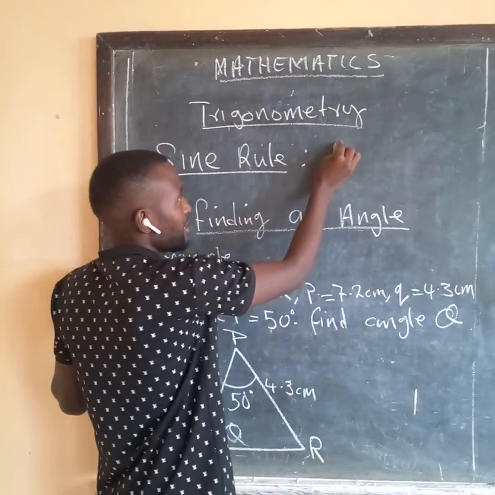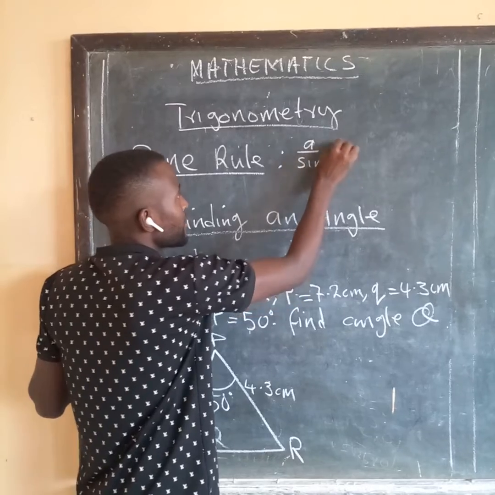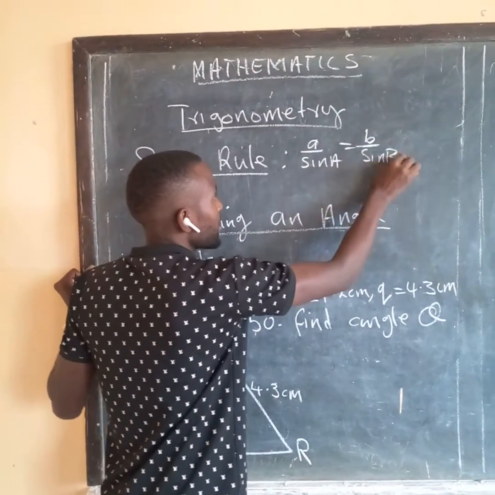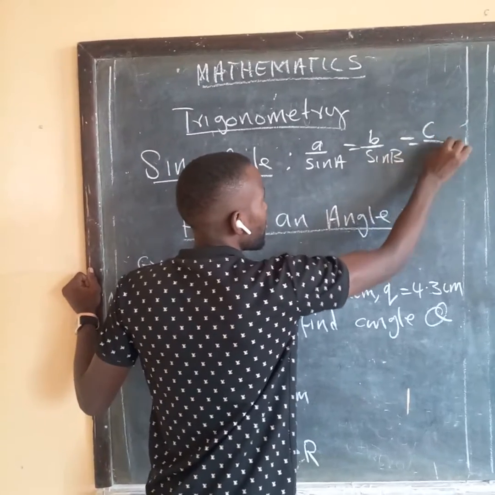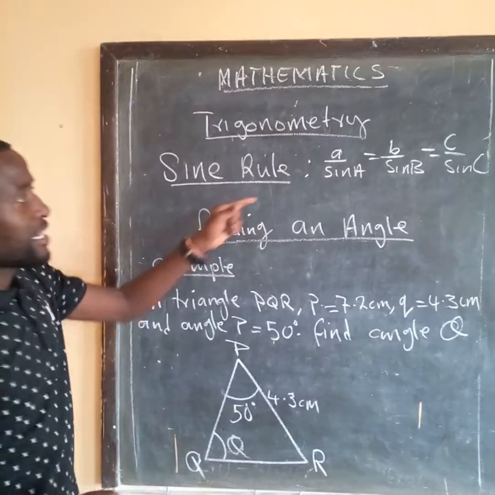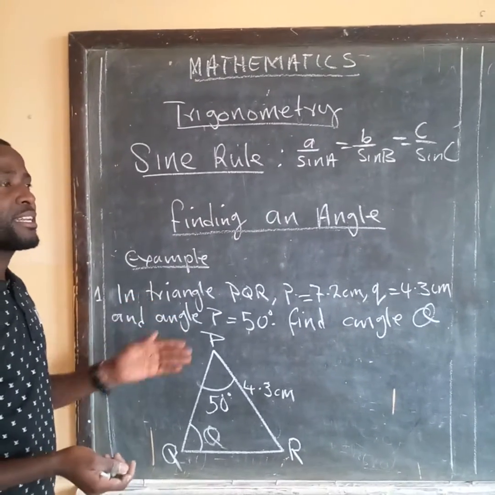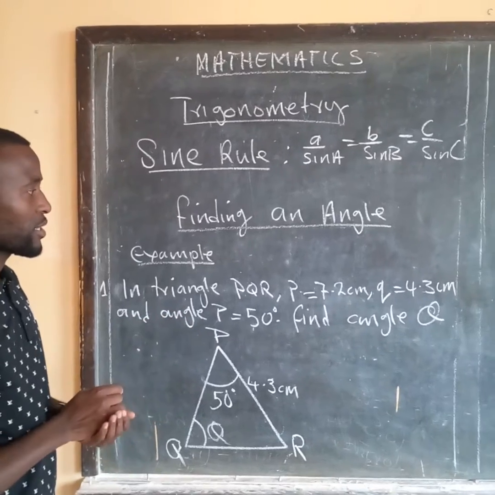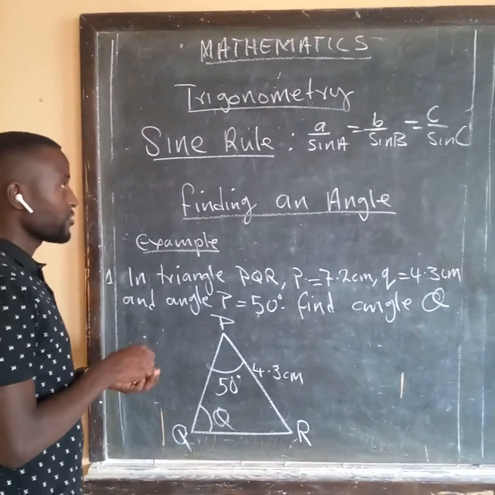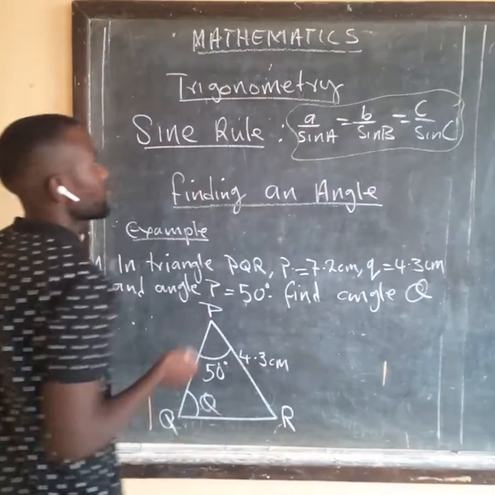The sine rule states that a over sine A is equal to b over sine B is equal to c over sine C. Once we know what the sine rule states, we'll be able to answer any kind of question that we come across using the sine rule. So this formula is very, very important. Make sure that you memorize it, you know it by heart.